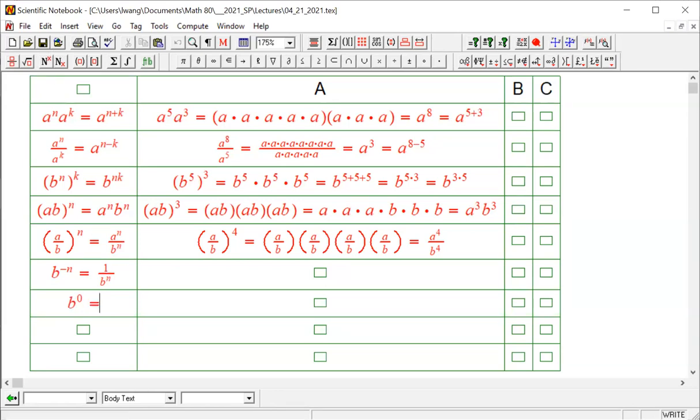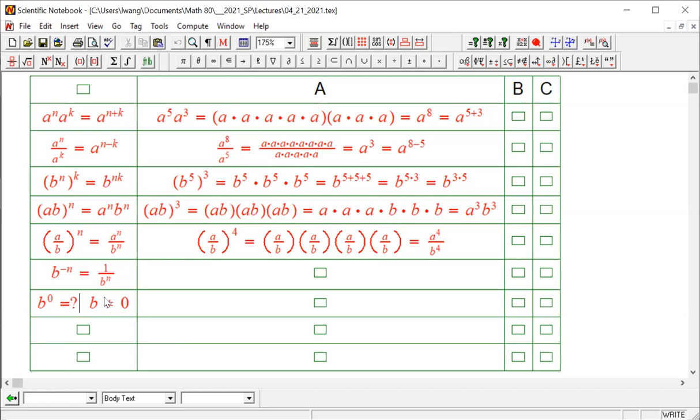What do you think this should be? B raised to the power of 0. Alan, what do you think this number should be? Provided that b is not 0. So what should this number be? B raised to the power of 0, right? So this needs to be answered. And the remaining two, I'm going to wait a little.